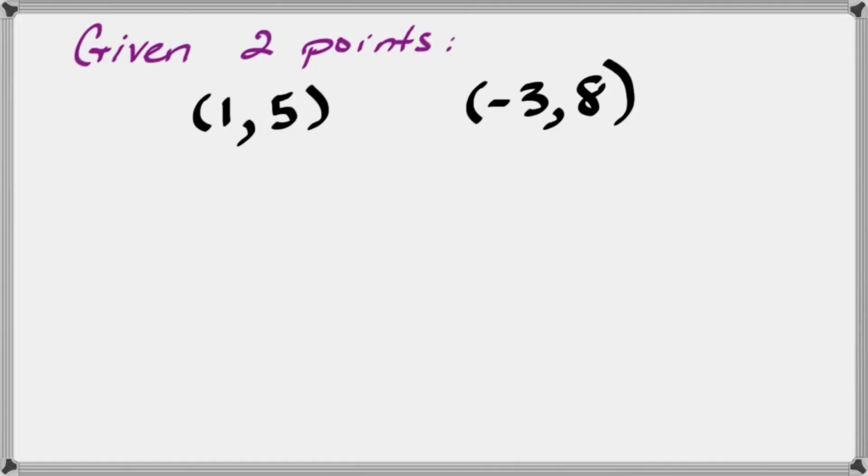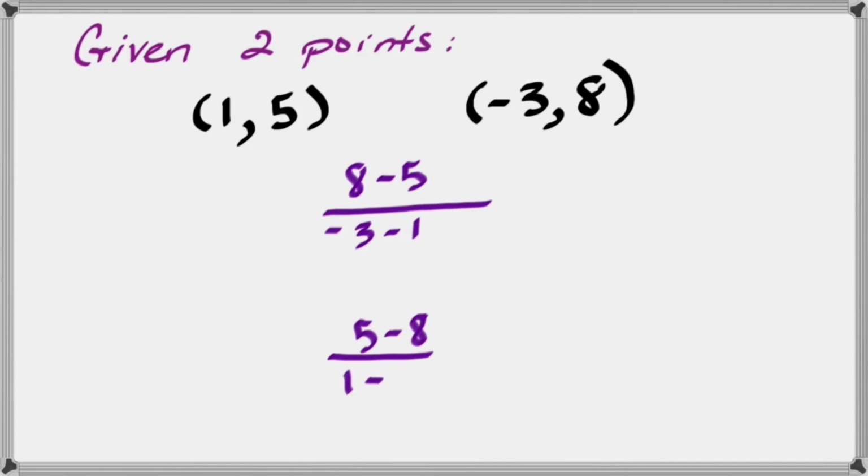Lastly, sometimes you're just going to be given 2 points and no picture will be given to you, and you will be asked to find the slope. So let's do it both ways just to prove that whether we do 8 minus 5 over -3 minus 1, you can also do 5 minus 8 and divide it over 1 minus -3. One of the common mistakes that students make when they are calculating slope is errors in integers. So go back and take a look at that video where we describe how to compute with positive and negative numbers.